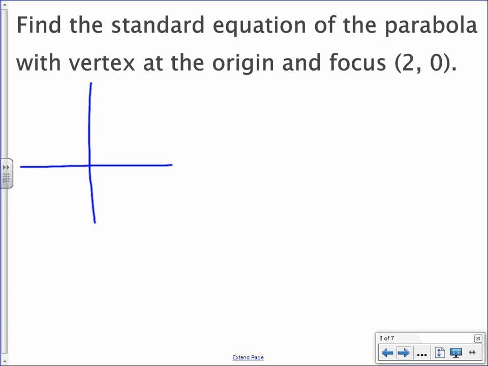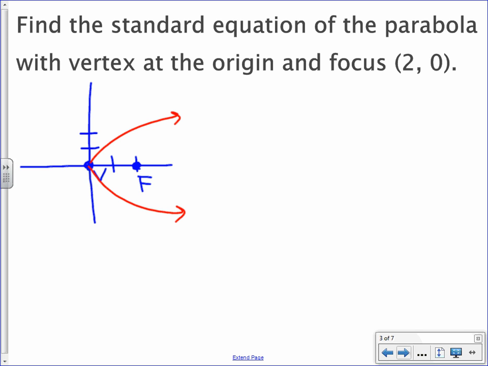We have a vertex at 0, 0. So I'm going to label it V so I know which point is which. And 2, 0 is our focus. Cassie, if this is our vertex and this is our focus, which direction does this have to open? It has to open to the right.